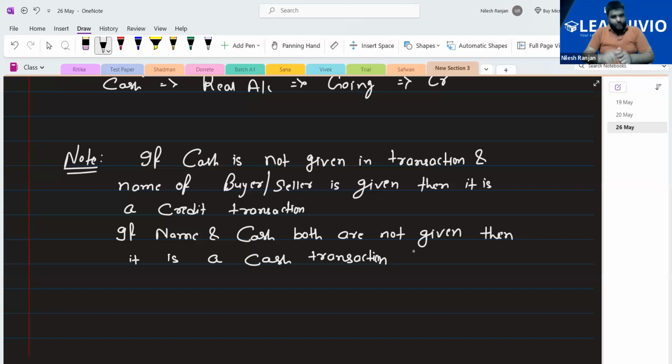So in the first case, the buyer or seller name is given, but cash is not given. So we are assuming that the transaction is on credit basis. In the same manner, if name and cash both are not given, then we assume it is a cash transaction, because the name is not written. So it is cash. Okay. Please write this note.